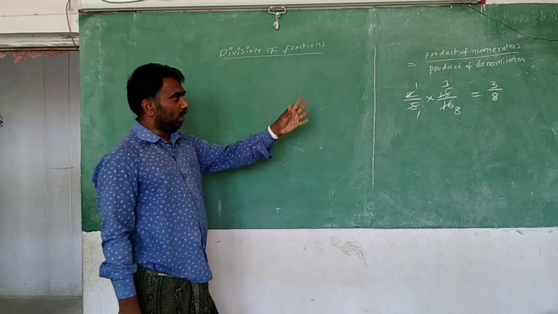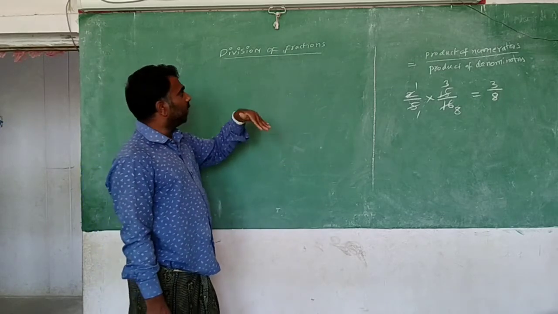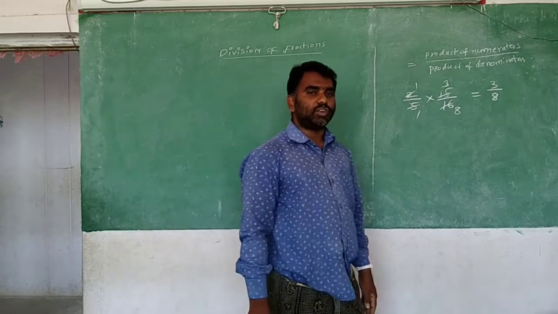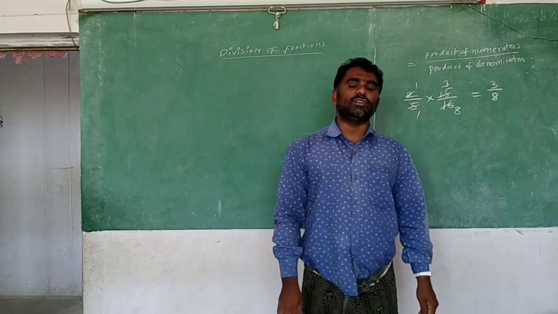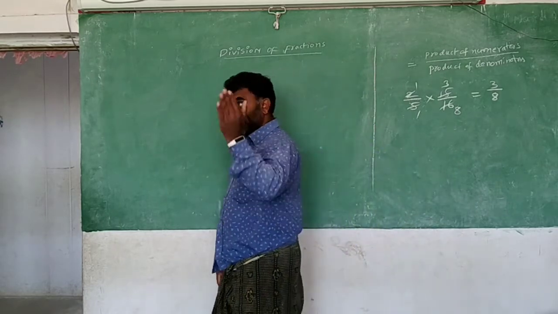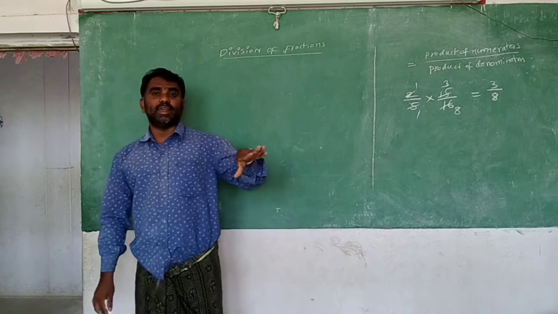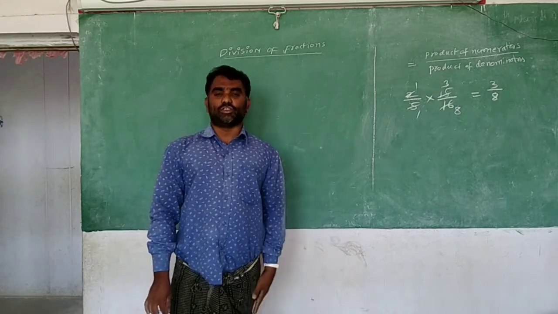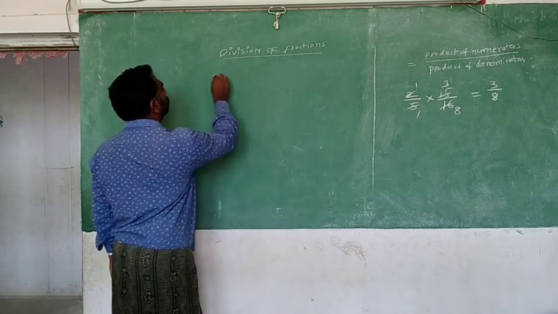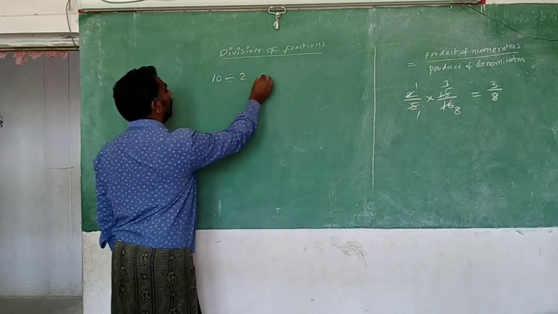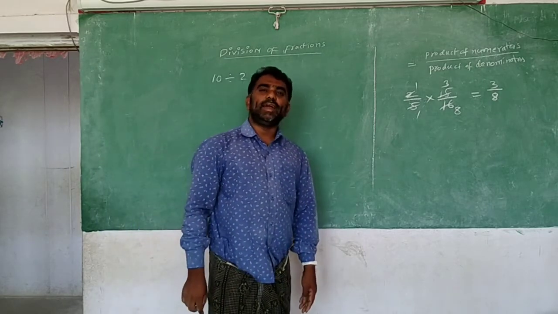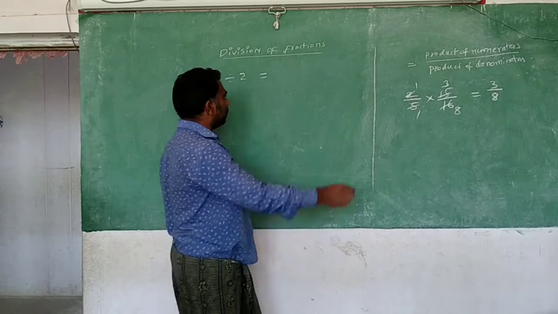Okay, that you have already learned. Next we will learn the division of fractions. How do you divide fractions? If there are two fractions, how do you divide them? Before learning the division of fractions, I will discuss the division of normal integers. Please give me the answer: if I ask you 10 divided by 2, what will be the answer? Yes, the answer is 5.